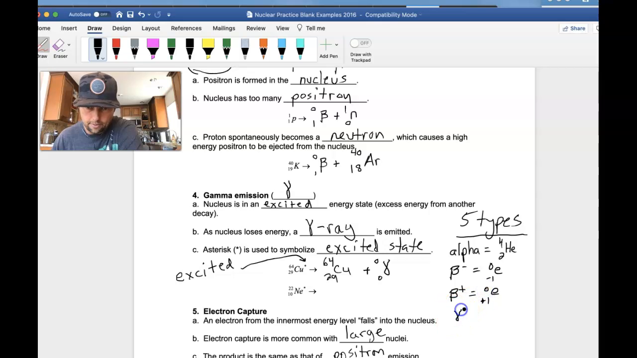A gamma particle, a gamma ray, it's not a particle, and it has sometimes been written as 0, 0 because it has no mass and no charge. And then the last one is electron capture. And again, it's just the same as a beta particle, but it just happens to be on the reactant side.